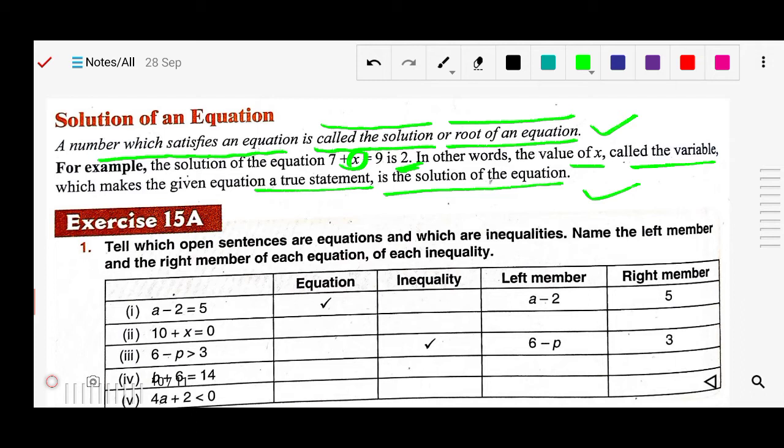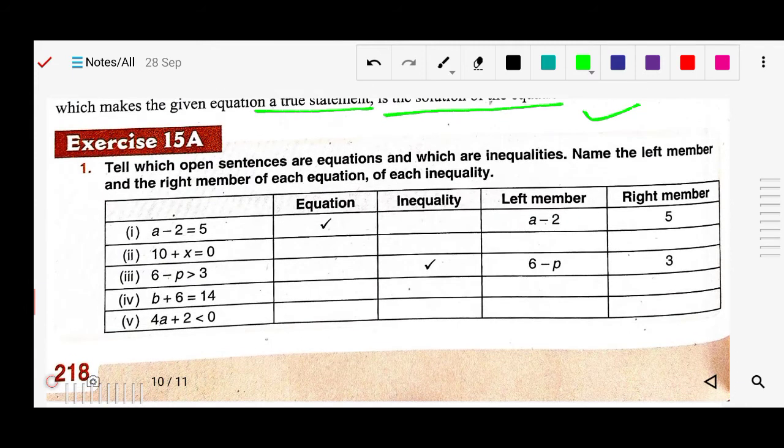Okay, now next we will solve exercise 15a. First, tell which open sentences are equations and which are inequalities. Name the left member and the right member of each of the inequalities. Means we only have to write equation, inequality, left member, right member. Very easy, you can do it.